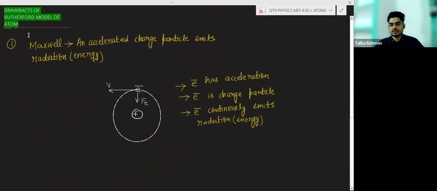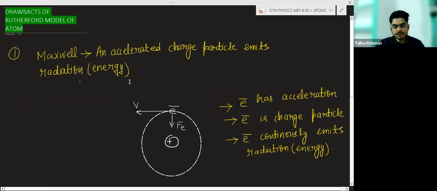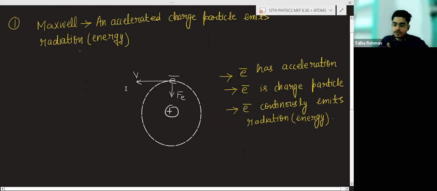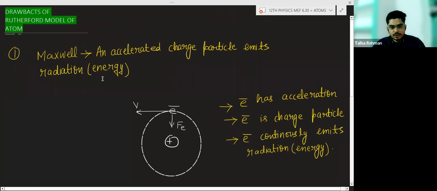So there was a scientist, Maxwell. We also know Maxwell's equations, which we have studied in electromagnetic waves. After Rutherford had done his experiment, Maxwell came, and other scientists came and gave this. Maxwell said an accelerated charged particle emits radiation or energy.